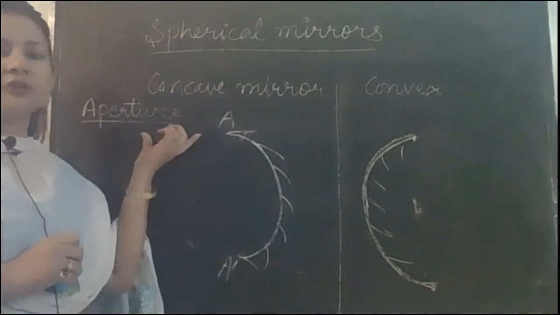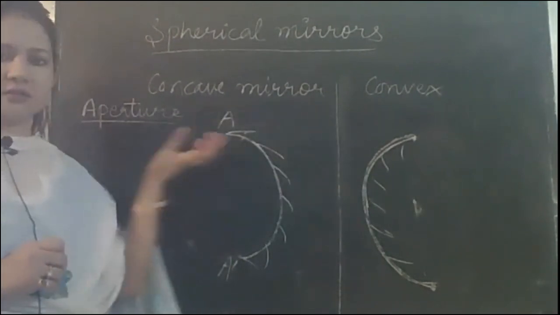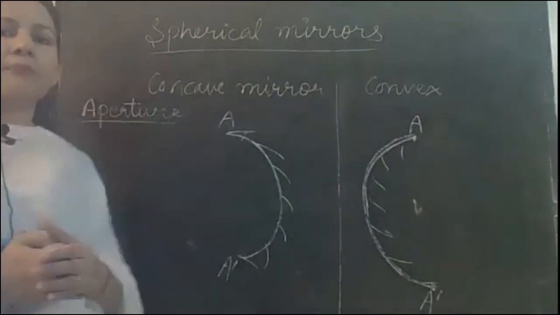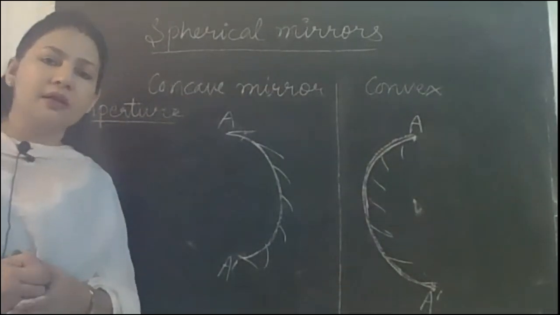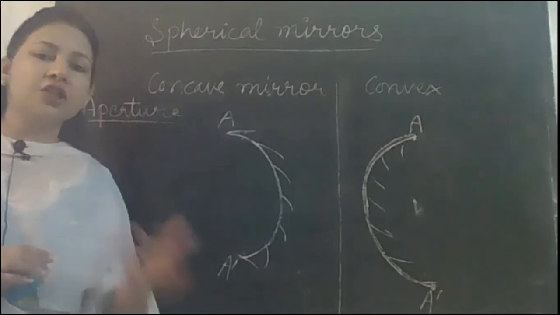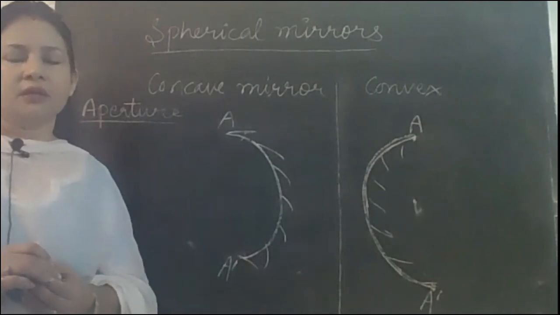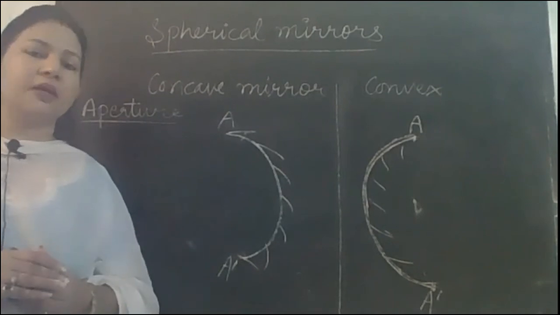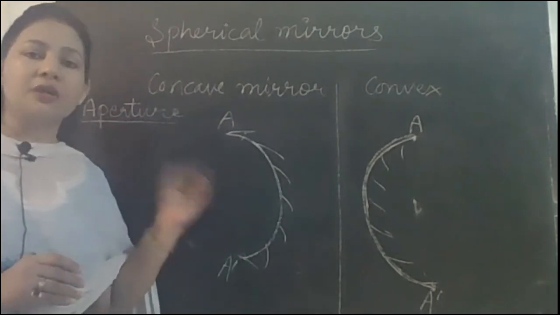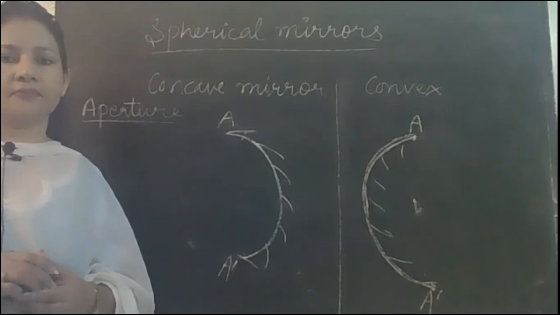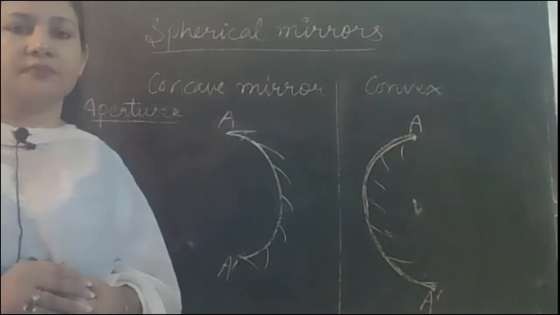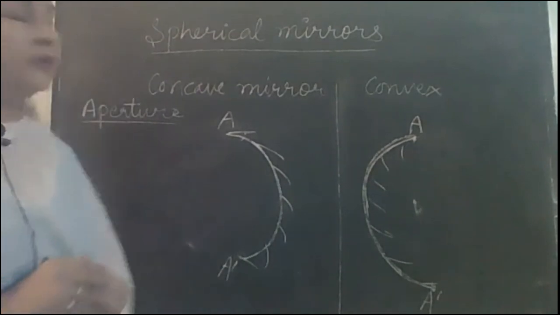Write down the definition of aperture in both the cases. This is the aperture of the convex mirror, AA dash. So write down aperture: the part of the mirror from which reflection can take place, that is called aperture.